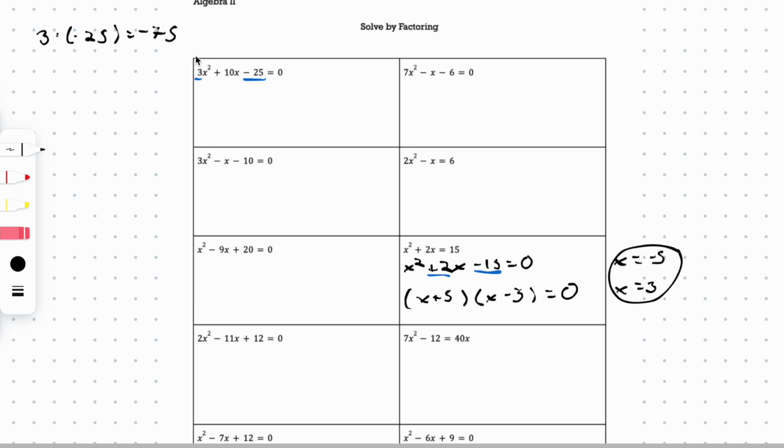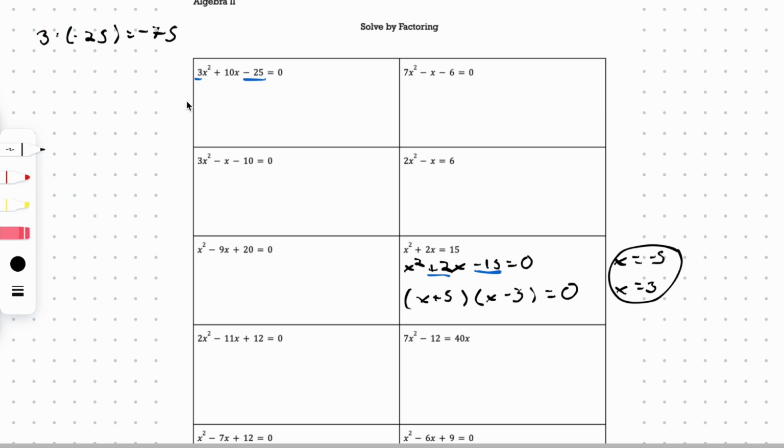Well, which one should be negative? Since we want it to add to +10, we should have a +15 and a -5, because +15 times -5 is still going to give us -75, and +15 minus 5 is 10.